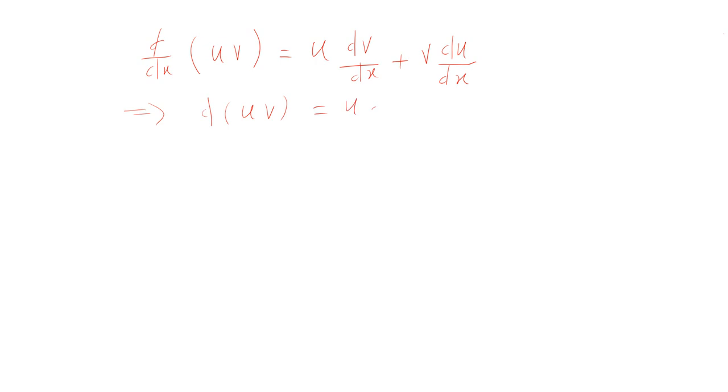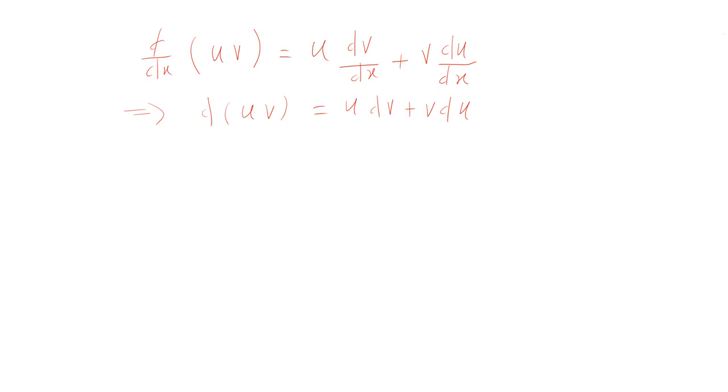See here, d by dx of uv is equal to u dv by dx plus v du by dx. Everybody knows this rule. This is called product rule of differentiation. Here we can very well write this as d of uv is equal to u dv plus v du. u, v are functions of x.